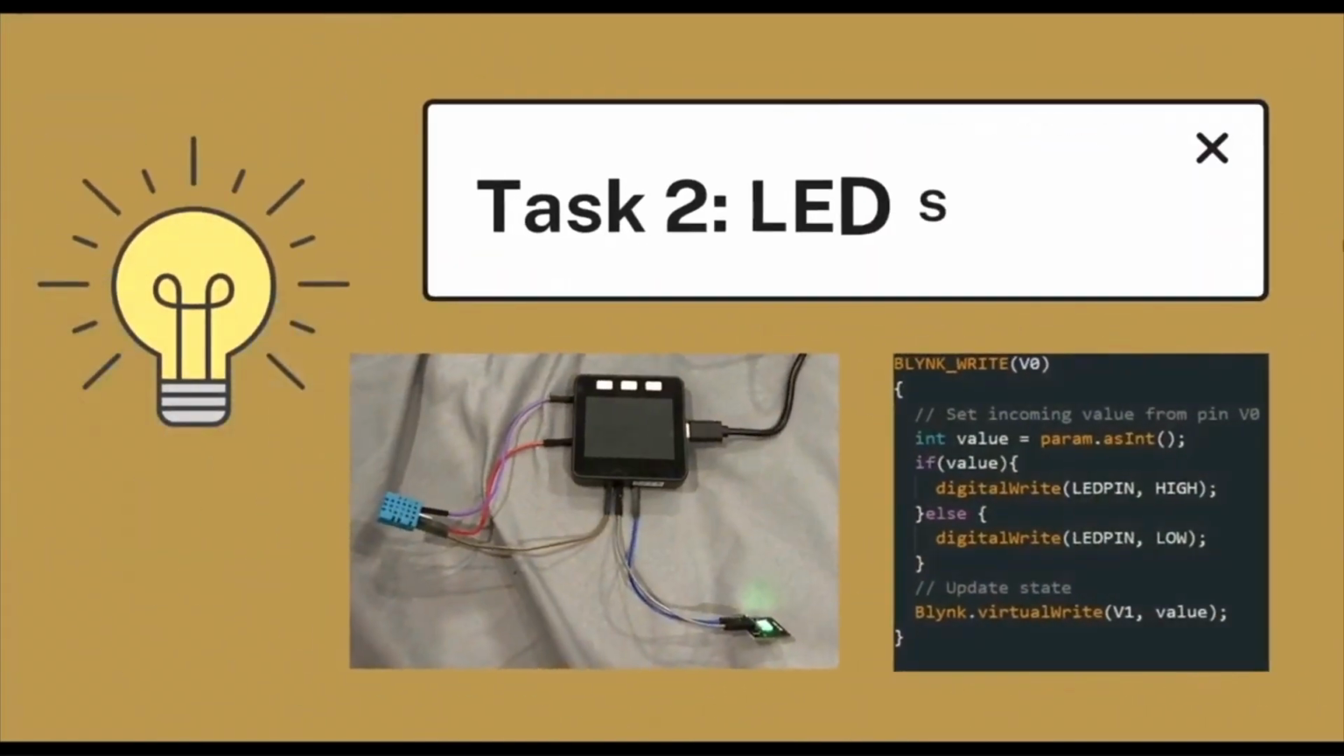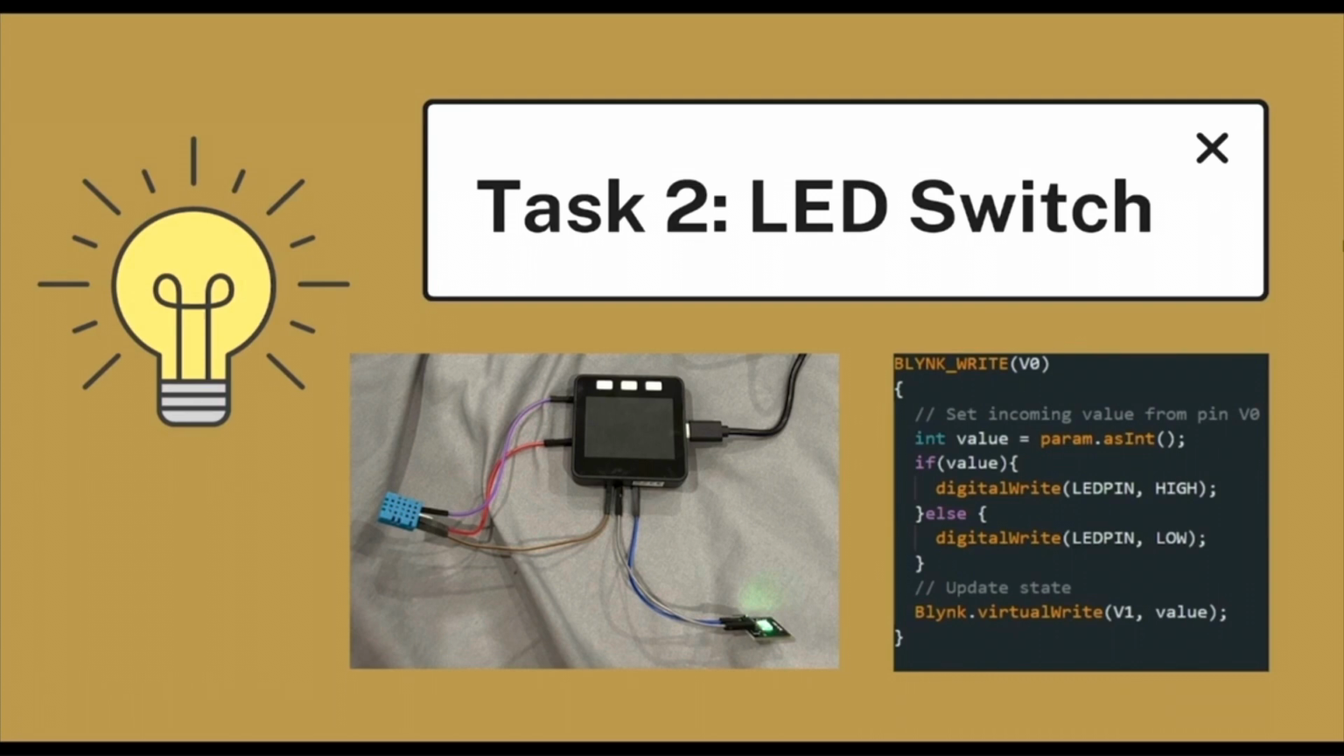Moving on to task 2 of our project, we will be discussing how to control an LED using the Blink app. To do this, we will write a function that receives a value from the Blink app and uses that value to control the LED. The value we receive from the Blink app will be stored in the V0 variable. When we click the on button, the value of V0 will be set to high, indicating that we want the LED to turn on.